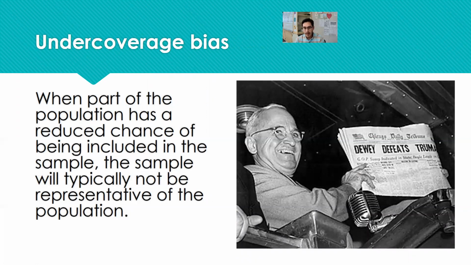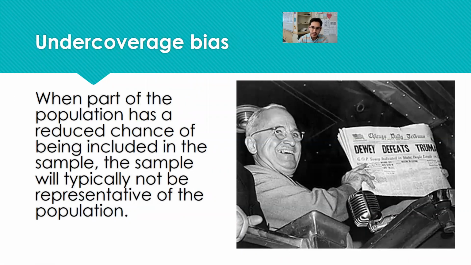The next type of bias is undercoverage bias. When part of the population has a reduced chance of being included in the sample, again, the sample will not be representative of the population. There's this common theme here that bias usually occurs when our sample does not accurately represent our population.